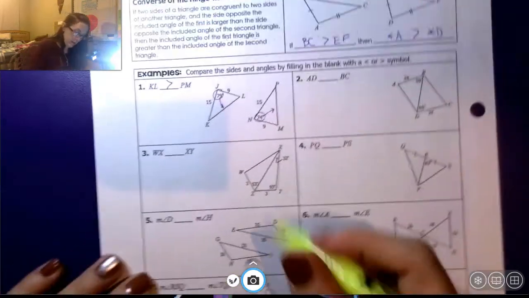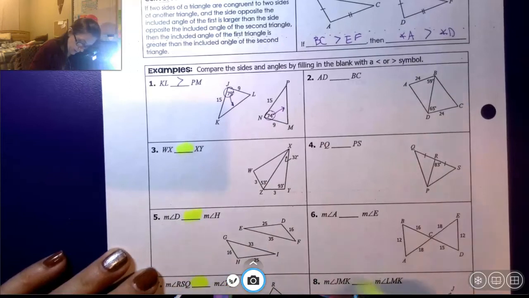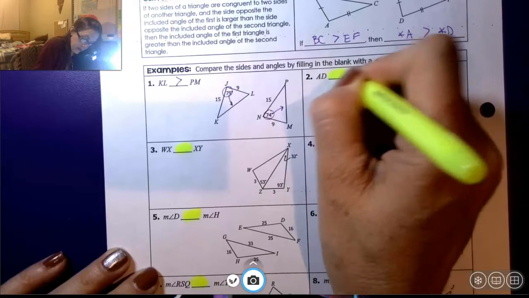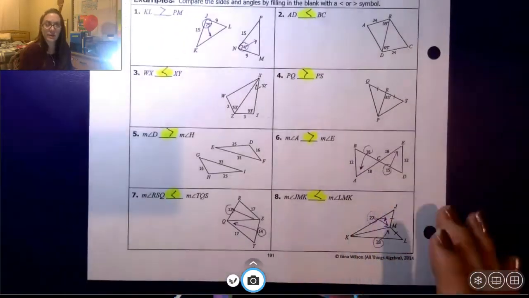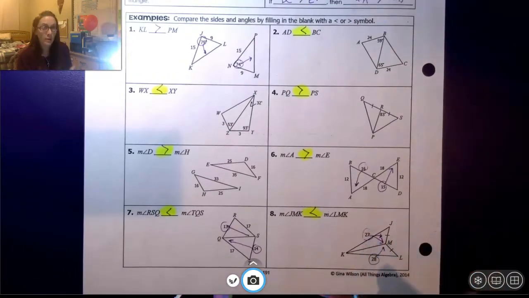Okay, so I want you to go through these and see if you can figure them out. I'm going to pause the screen and then you come back and check in a minute. Okay, so here are my answers for the hinge theorem on page 191 if you want to check over them. If there are any that you want to discuss, please come to office hours and we can do that.